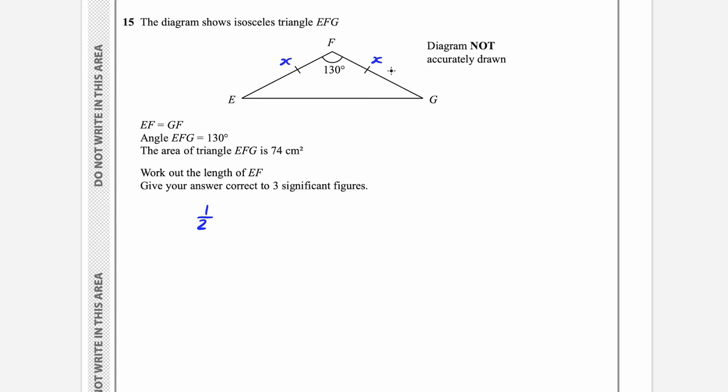A is X. So let me just write that formula, guys. Area is equal to a half AB sine C. That's in the formula sheet. So A is X and B is X. So it's a half X squared, X times X, times sine of C, which is 130. Times sine 130 degrees equals 74.